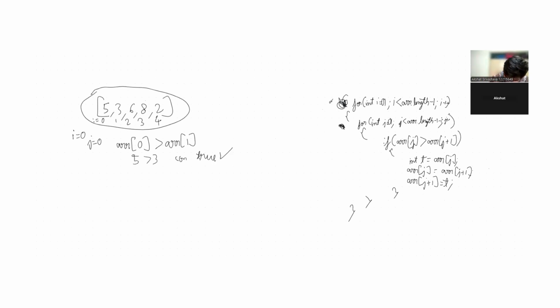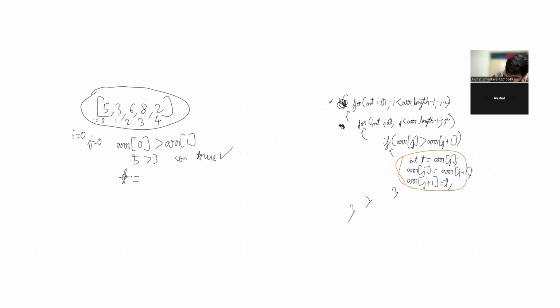Okay, so this is important. What you can see over here is the swapping part. This is where we are performing the swap. In our variable t, we will store the value of our j-th position element, and after that we will change the value of the j-th element to its next element, and the next element will be assigned the value we have stored in t.